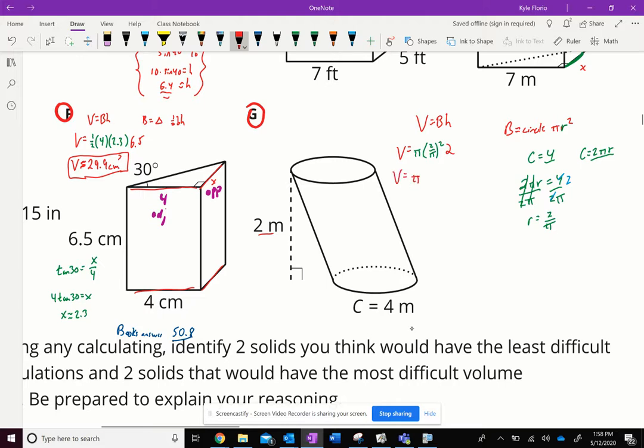So this is going to be pi times, so 2 squared is 4. Pi squared is just pi squared. Times 2. And this pi is going to divide one of those pi's out. And then I have 4 times 2 is 8. And I still have that 1 pi left over on the bottom. So it's going to be 8 over pi cubic meters. And if you wanted to round that, do 8 divided by 3.14, that's about 2.55.